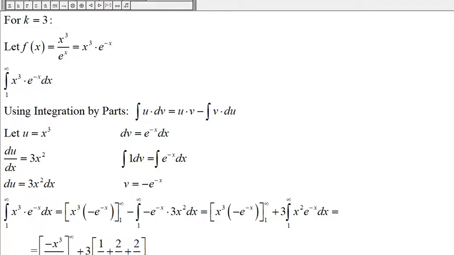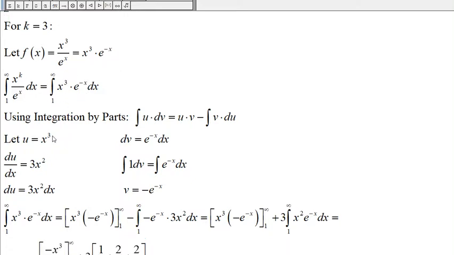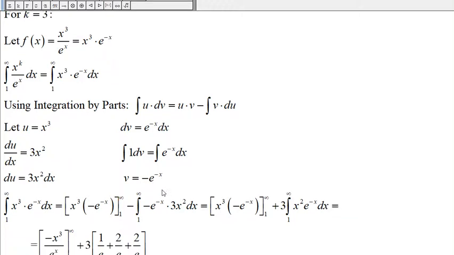So when k is 3, then the integral will be x to the third divided by e to the x, which can also be rewritten as x to the third times e to the negative x. And again, we'll use integration by parts and let u be x to the third. So du/dx will be 3x squared, and then we get du is 3x squared dx. And then dv will be e to the negative x dx. And then similarly, we'll get the same result. V will be e to the negative x.